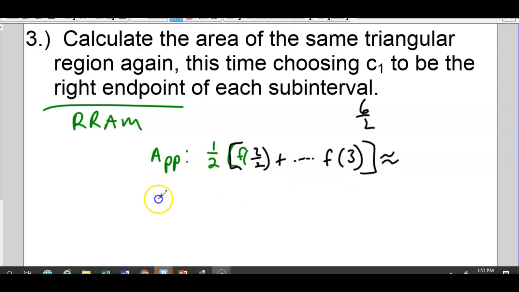So what's the approximation? And when you're done with that, we need to find the exact. The exact is the same. The exact is still going to be the integral. So we just need the approximation on this one.